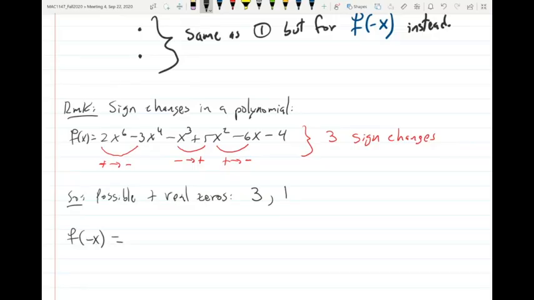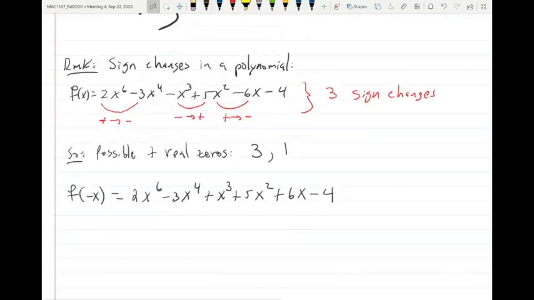So f of negative x, this will be 2x to the 6 minus 3x to the 4, they stay the same. Now the cubic term becomes positive x cubed, the squared term stays, the linear term becomes positive 6x, and then the constant term stays.